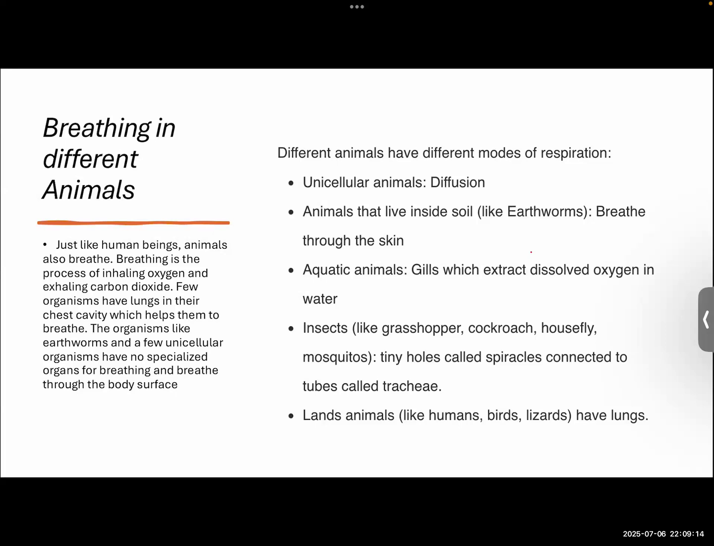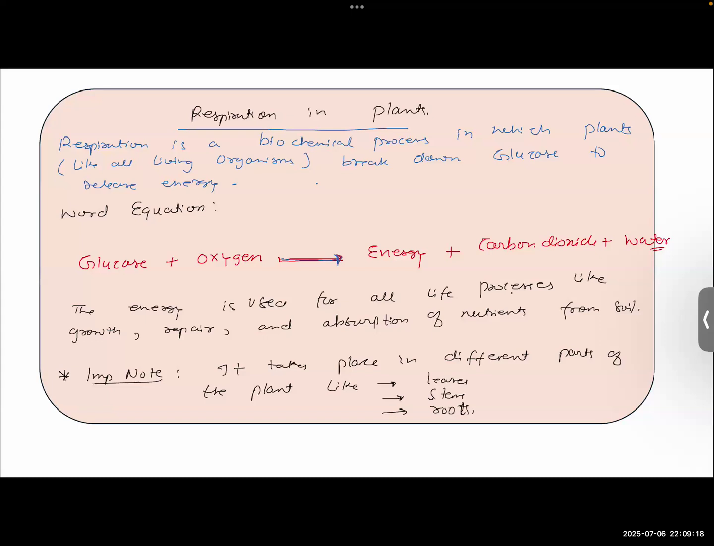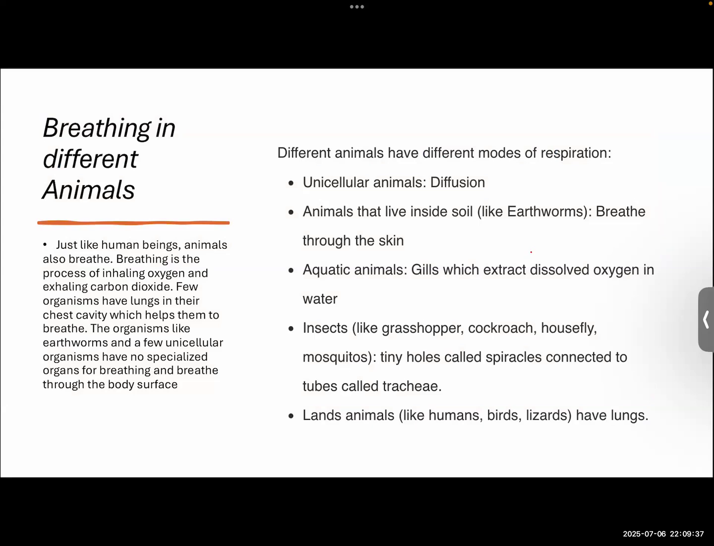Sir, can you go before this page? One minute. Sure. This one. Okay, can you change it now? Okay, no worries.